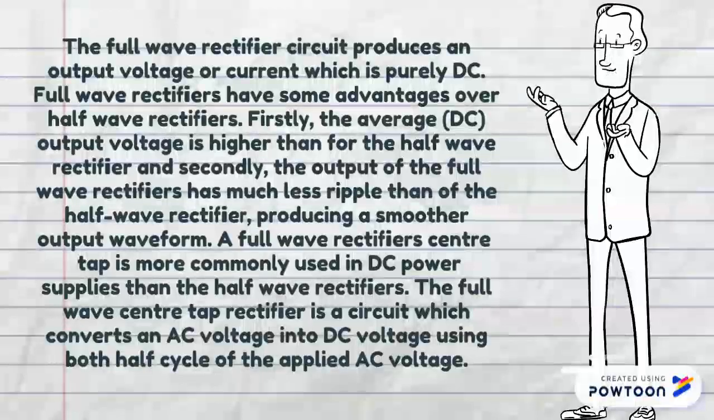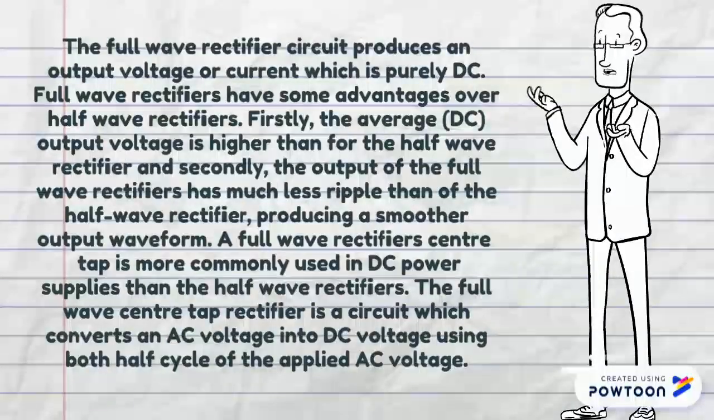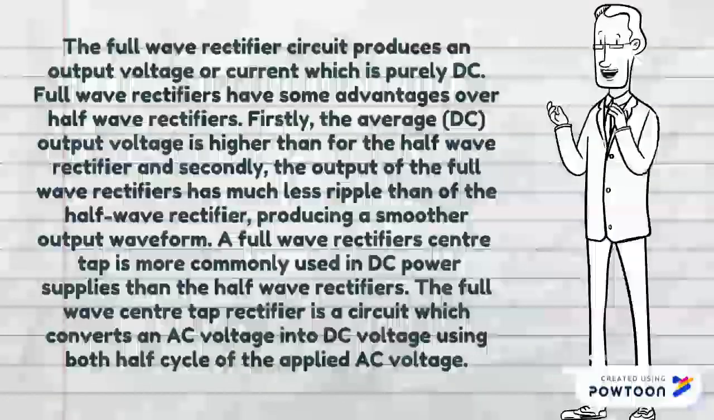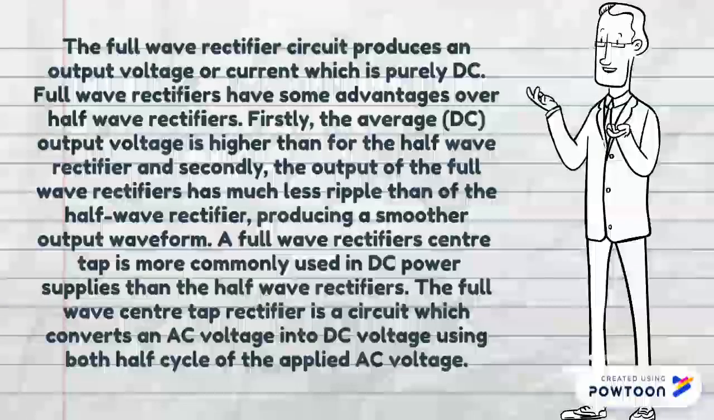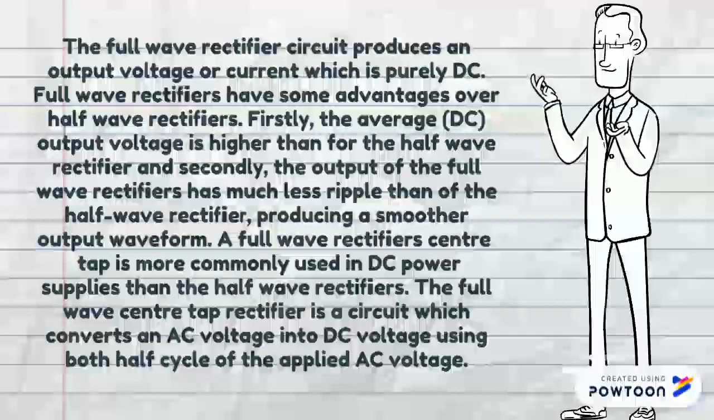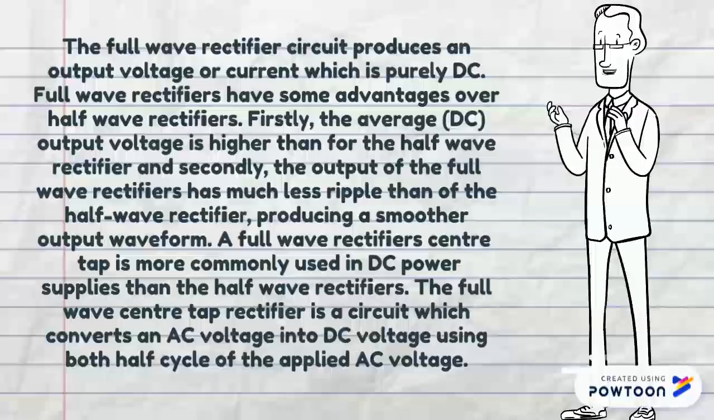Full-wave rectifiers have some advantages over half-wave rectifiers. Firstly, the average DC output voltage is higher than for the half-wave rectifier, and secondly, the output of the full-wave rectifier has much less ripple than that of the half-wave rectifier, producing a smoother output waveform. A full-wave center tap rectifier is more commonly used in DC power supplies than the half-wave rectifier.